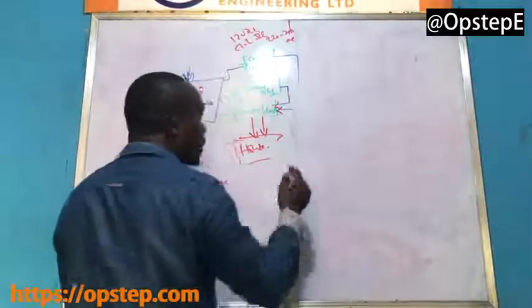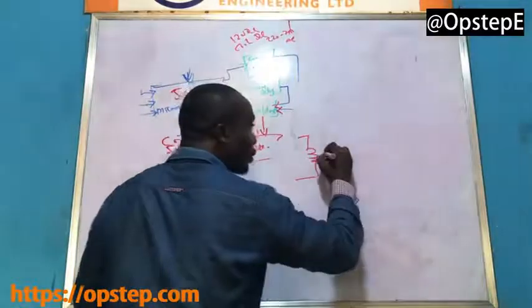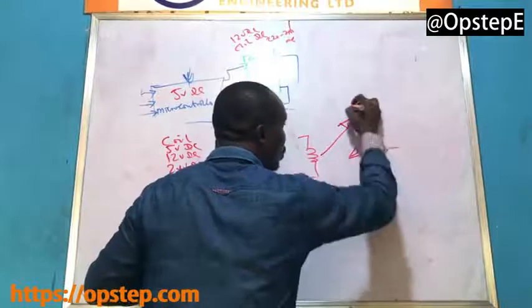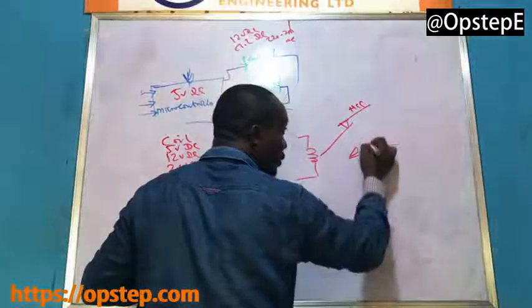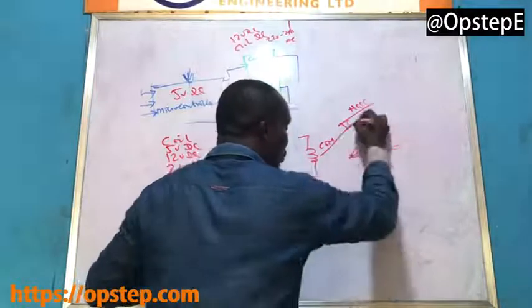Now, assume again that this is a relay, this is a coil, and this is the wiper. You know that this is the normally closed contact, this is the normally open contact, and this is your common. Alright, let's look.